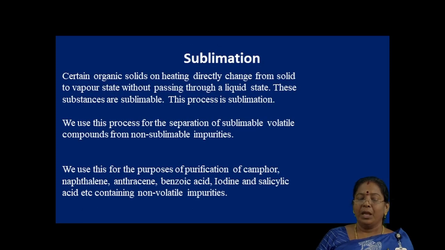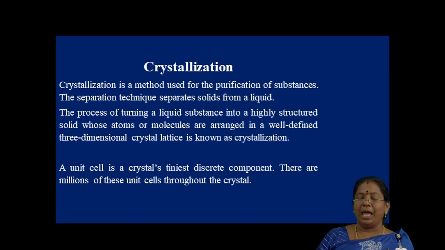Next, certain organic solids on heating directly change from solid to vapor. This process is sublimation. We use this for the purification of naphthalene, anthracene, benzoic acid, iodine and salicylic acid. These all contain non-volatile impurities. Okay. Then we will move on to the crystallization technique. This is the second technique.